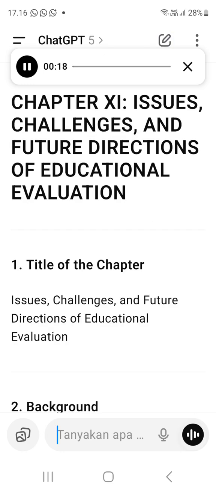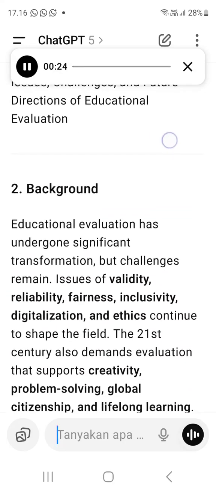Challenges and future directions of educational evaluation. 1. Title of the chapter: Issues, Challenges, and Future Directions of Educational Evaluation.